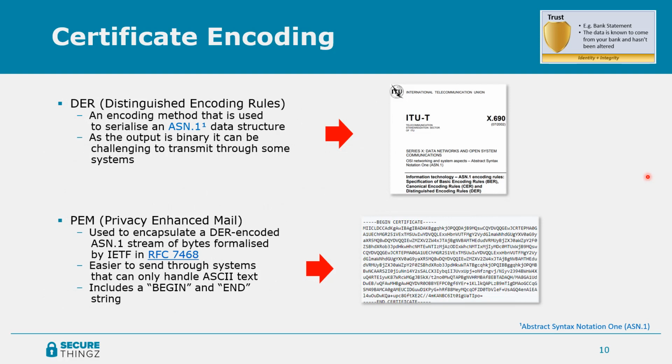So as I said, DER stands for Distinguished Encoding Rules. It's an encoding method that is used to serialize an ASN.1 data structure. I'll leave that to you to investigate and read up on that standard further. Or there's the PEM, which is the Privacy Enhanced Mail. So this allows you to send certificates via email simply as attaching a text format. So these are the two formats that you'll find for certificates.